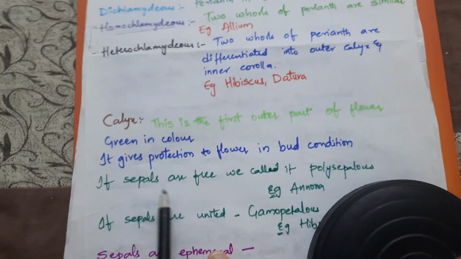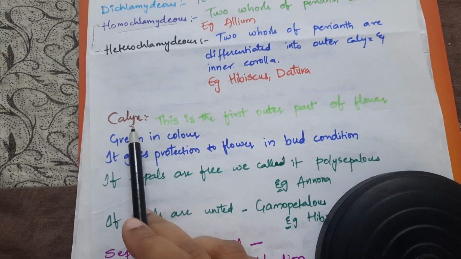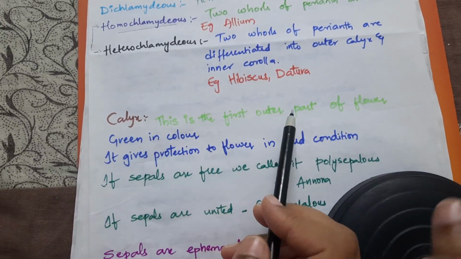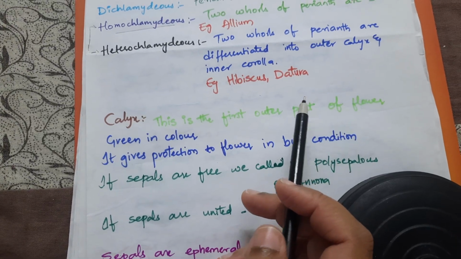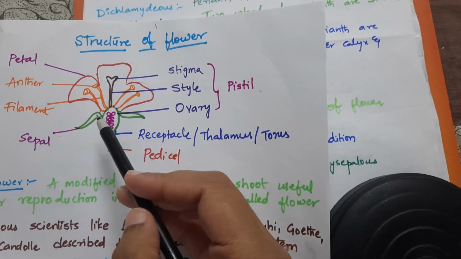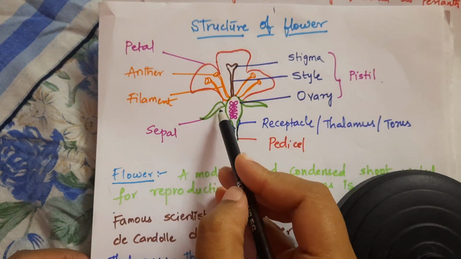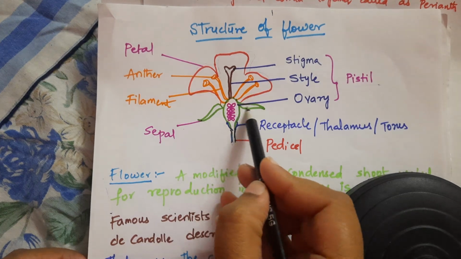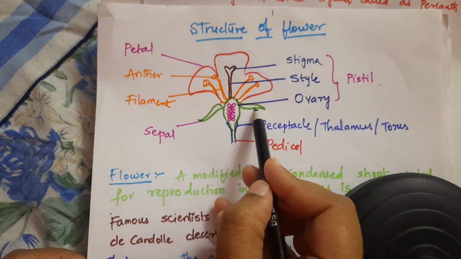Now let's go to the calyx. What is calyx? This is also known as the sepals. This is the first outer part of the flower. The first outer part of the flower is known as the calyx. See here in this part: the green colored part of the flower which is found at the outer whorl is known as the calyx or the sepals.